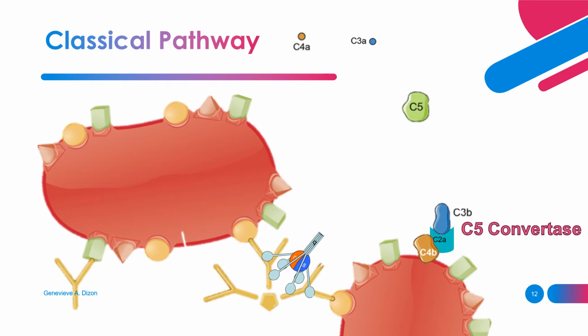C5 convertase cleaves C5 into 2 subunits, C5a and C5b. C5a is released into the body fluids. The generation of C5b starts the formation of MAC, or the membrane attack complex.